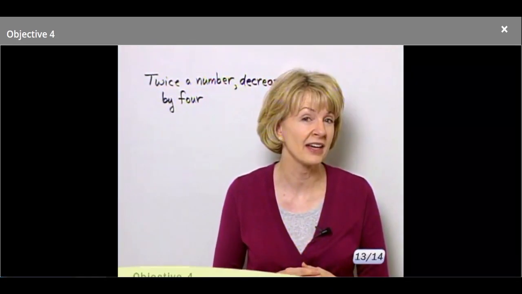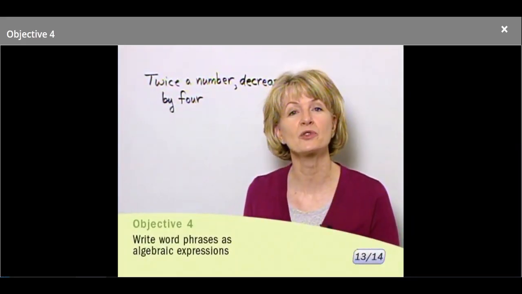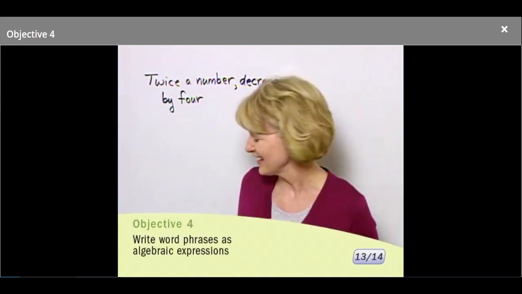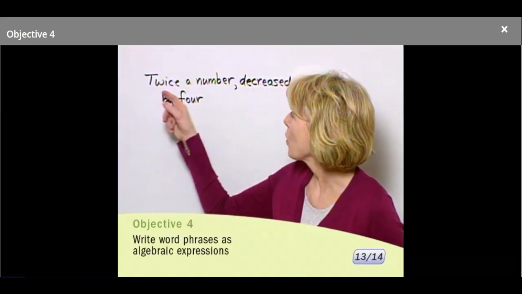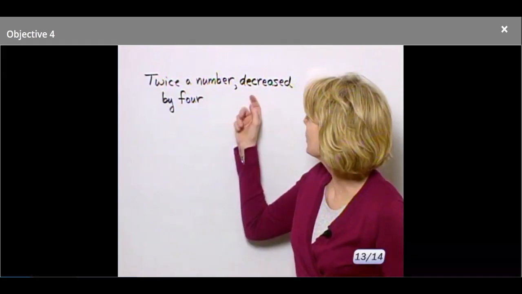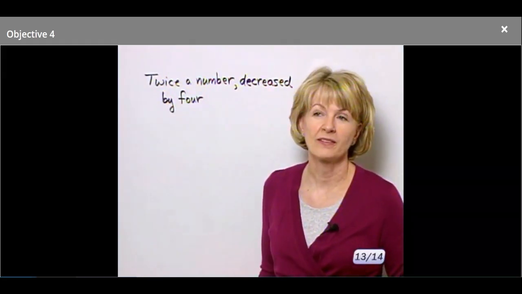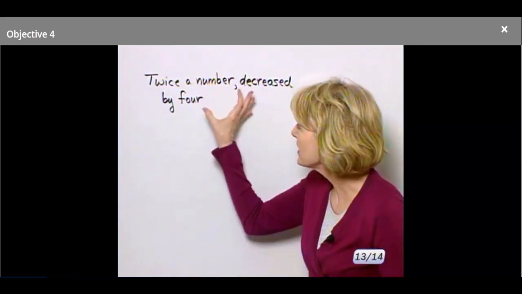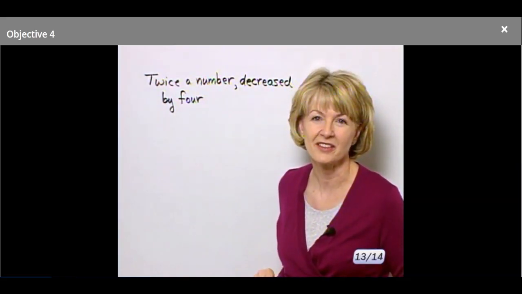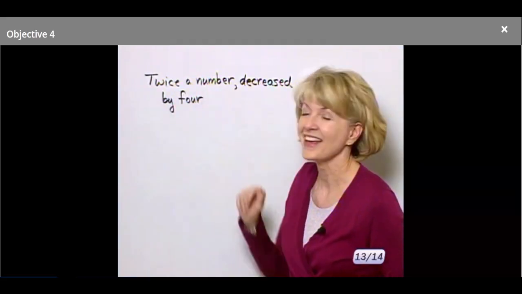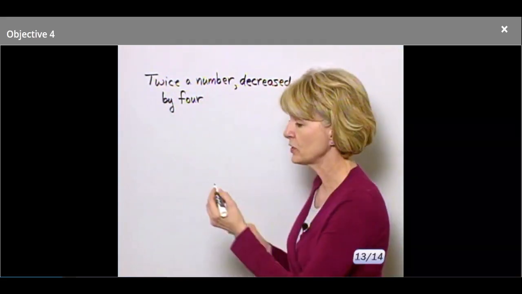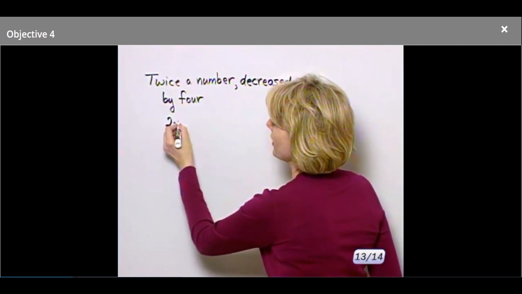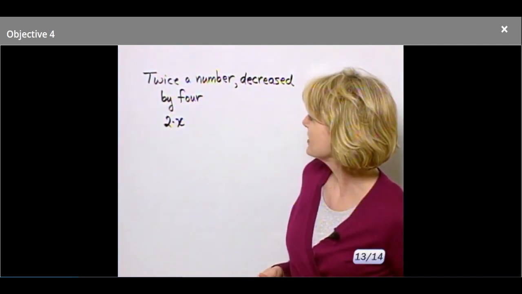Now that we know how to combine like terms, let's practice translating phrases to algebraic expressions. Let's look at the following: twice a number decreased by 4. And let's let x represent our number. So let's translate this to an expression. How do we translate twice a number? That's 2 times, in our case, our number is x, so 2 times x, that's twice a number.